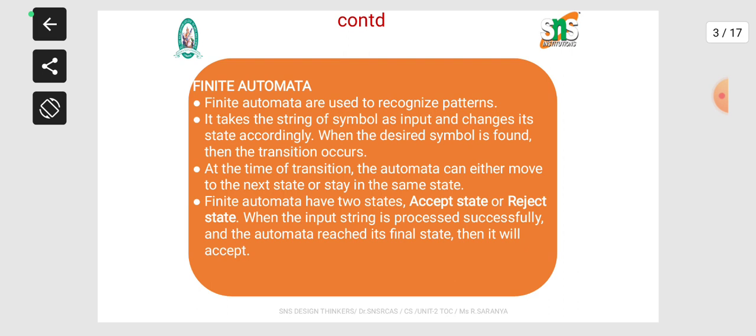The word transition is none other than moving from one state to another. At the time of transition, the automata can either move to the next state or stay in the same state. Under finite automata, we have two states. One is the accept state and another one is the reject state. When the input string is processed successfully and the automata reaches its final state, then it will accept.